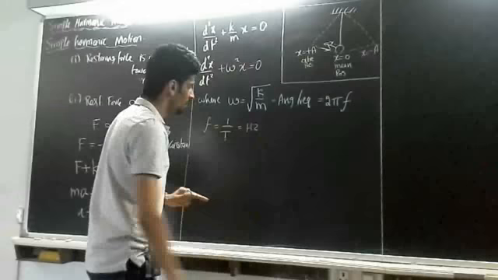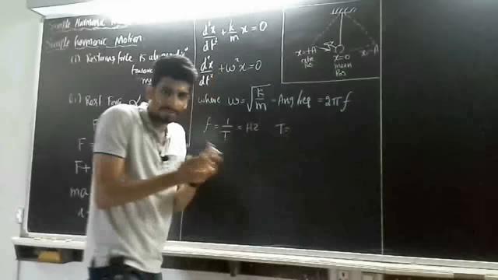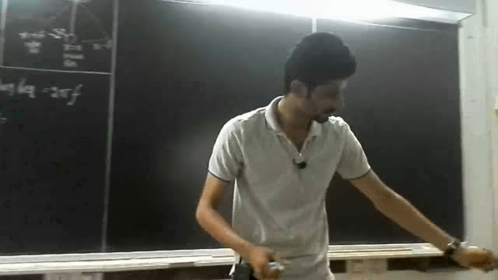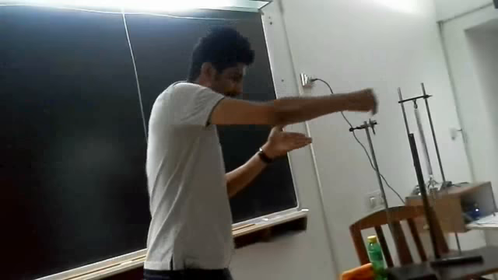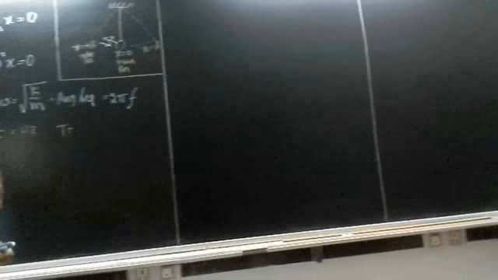So what is this time period? The time period is the time taken for one oscillation. For example, here I have a simple pendulum, the same example. Here are the mean position and the extreme position. I have to measure the time taken from the mean position to the extreme, back to the mean, to the other extreme, and again coming to the mean. For one full oscillation, what is the time taken? That I have to measure. That is called the time period.